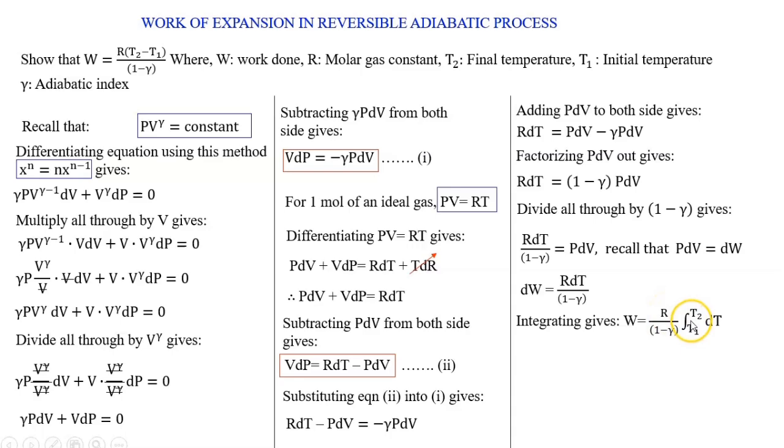Then you take the integral with the limits from T2 to T1, then the dT, so it gives W is equal to R all over 1 minus gamma times the bracket T2 minus T1. Therefore, we have our expression finally to be W is equal to R into bracket T2 minus T1 all over 1 minus gamma.